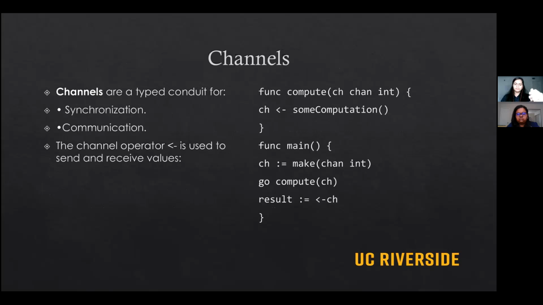And let's come back to this slide. In the first case, in the function compute, the channel is sending a value because some computation will obviously calculate some result, and it will send that value to channel ch. In the main function, the result is getting that value from the channel, right? It's very easy, if we look at the code, to understand what exactly is happening, which one is sending and which one is receiving.